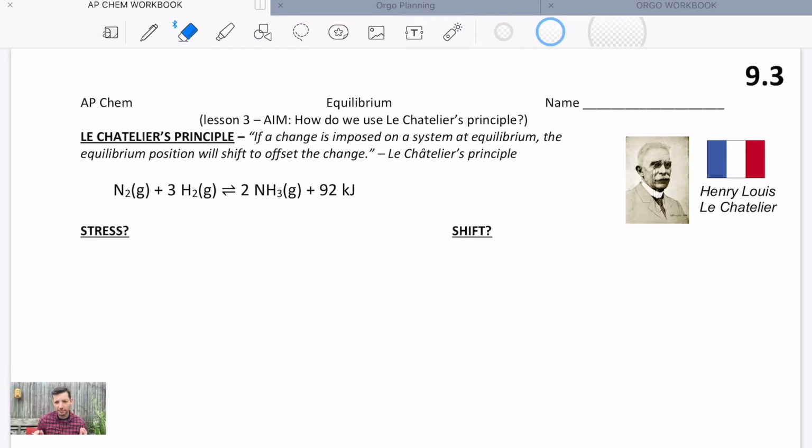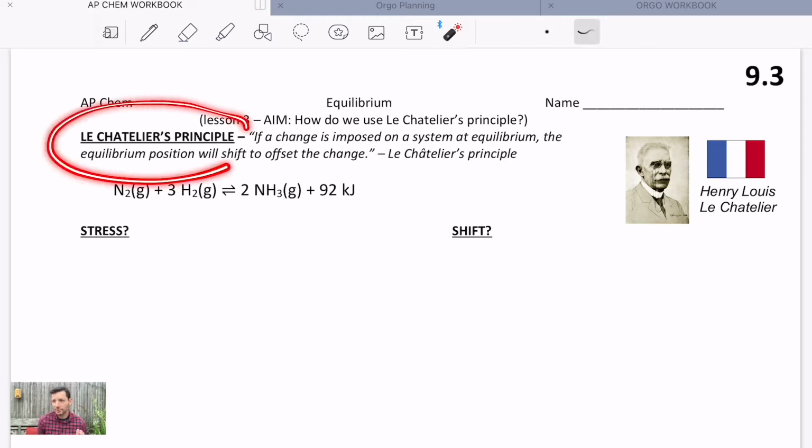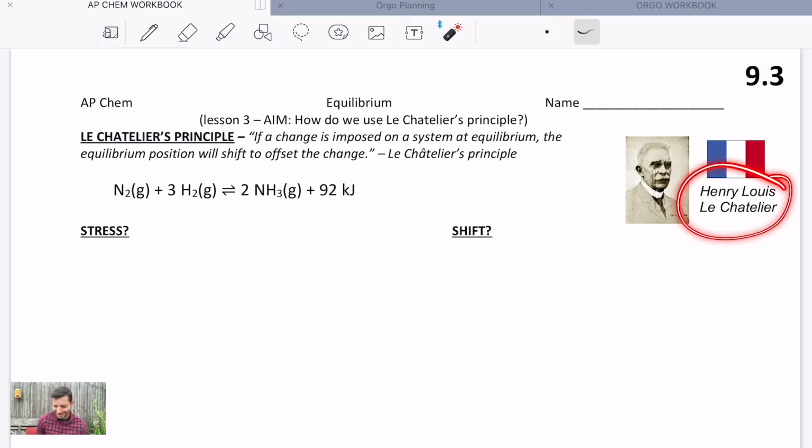So we've been talking about equilibrium and reversible processes, and today we're going to look at what's called Le Chatelier's principle, which is one of the most useful things chemists can take advantage of to perturb a reversible reaction and force it to go more in one direction or the other and potentially arrive at a new equilibrium position. This is named after Henri Louis Le Chatelier, who is a French chemist.